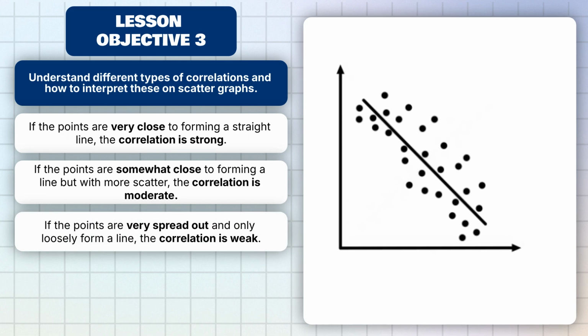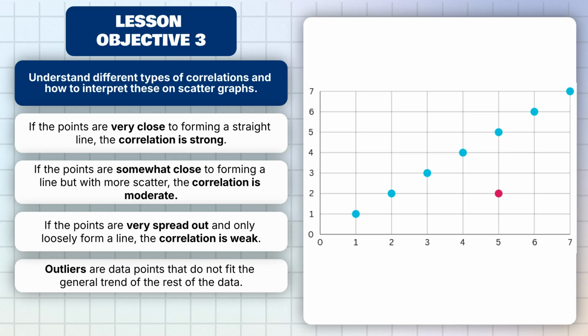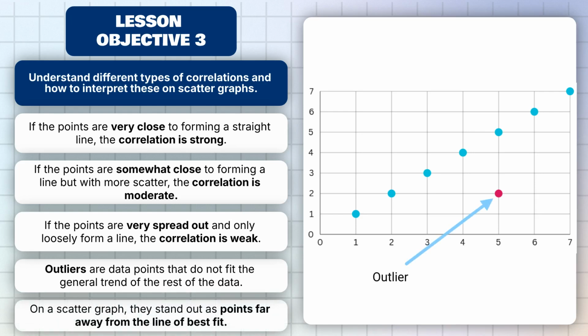Sometimes we have to ignore some data points as they are outliers. Outliers are data points that do not fit the general trend of the rest of the data. On a scatter graph, they stand out as points far away from the line of best fit. Identifying outliers is important because they can help us understand exceptions or errors in the data.